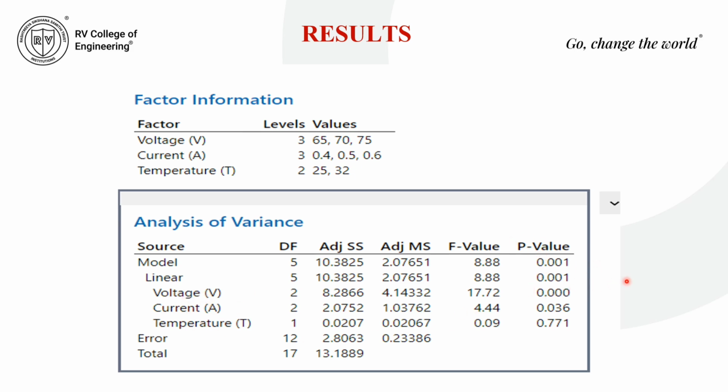I have considered a 5% significance level. The voltage is having the lesser p value and the greater f value, so we can say the voltage is the more significant factor. Current is also significant, but in comparison with the voltage, the current is causing less difference. This we can observe in this ANOVA table.